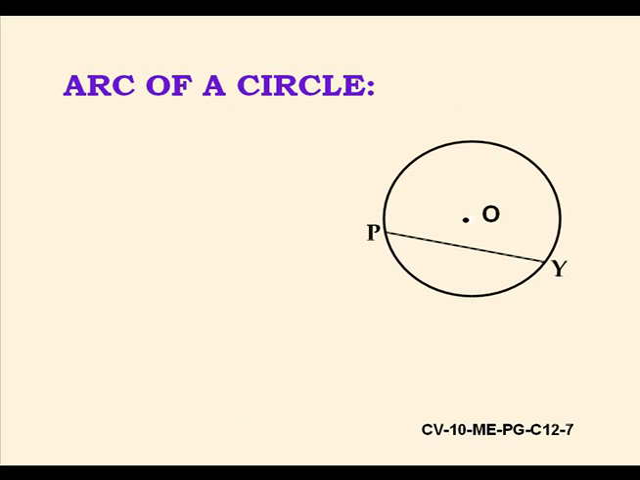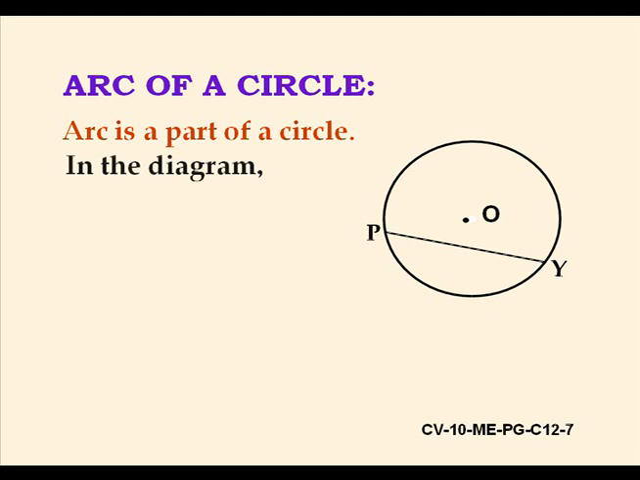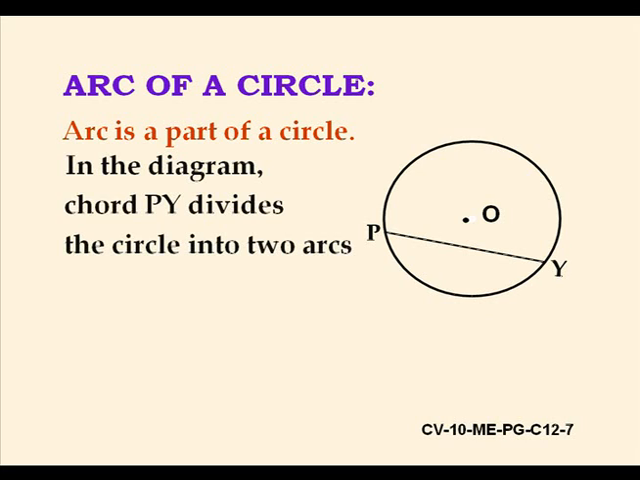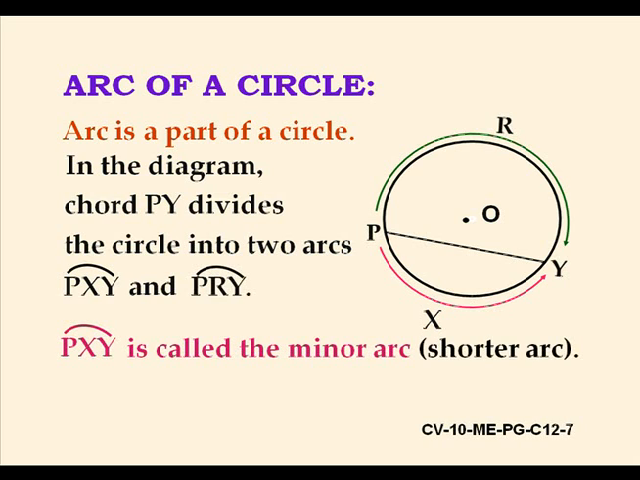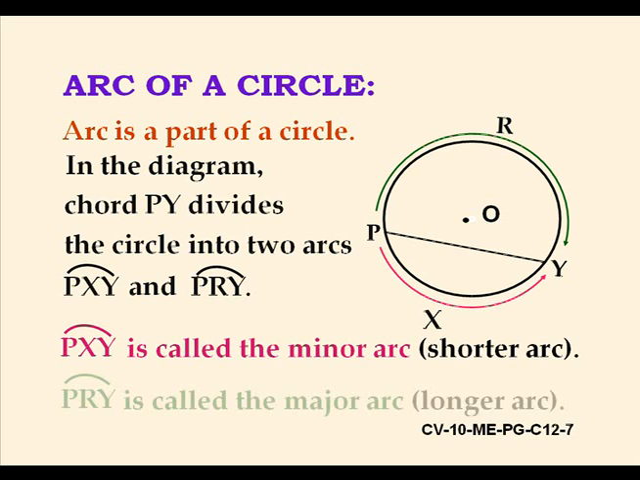Arc of a circle. Arc is the part of a circle. In the diagram, chord PY divides the circle into 2 arcs, arc PXY and arc PRY. Arc PXY is called the minor arc or shorter arc, and arc PRY is called the major arc or longer arc.